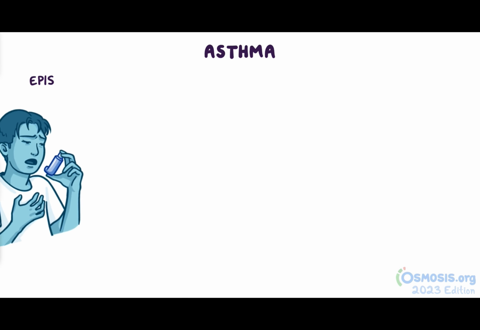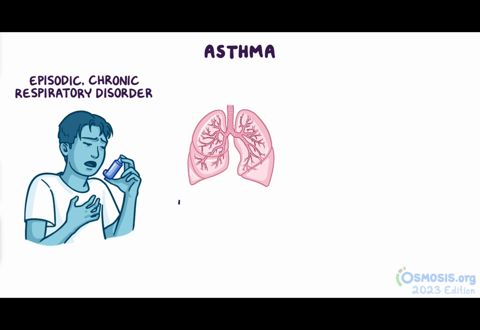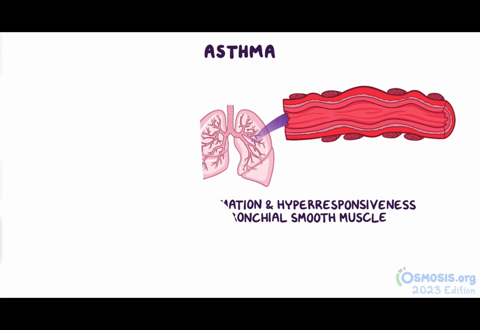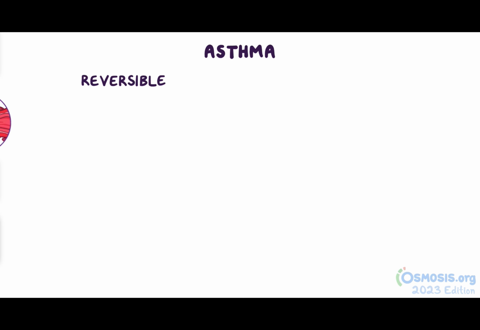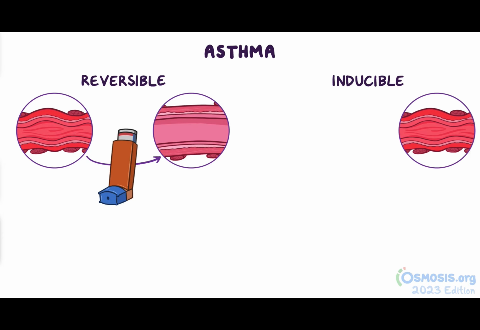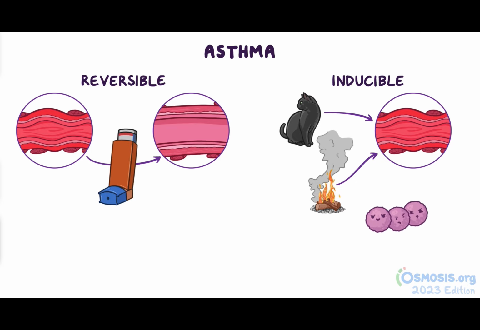Asthma is an episodic, chronic respiratory disorder characterized by airway obstruction caused by inflammation and hyperresponsiveness of the bronchial smooth muscle. Asthma is reversible, which means the obstruction can virtually disappear with medications like bronchodilators, and inducible, which means the obstruction can occur in response to a variety of stimuli, including allergens, irritants, and respiratory tract infections.